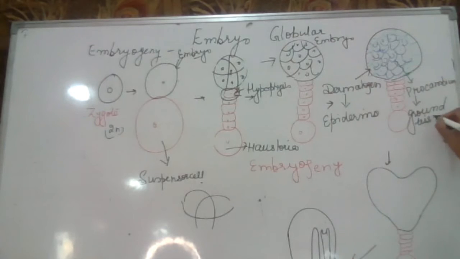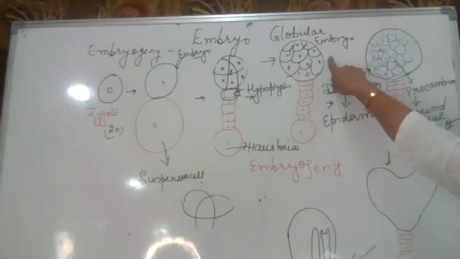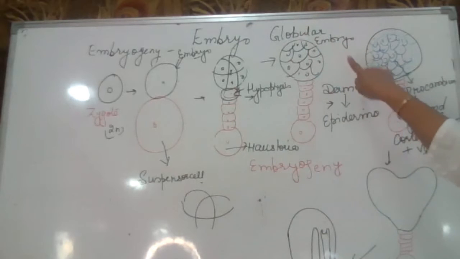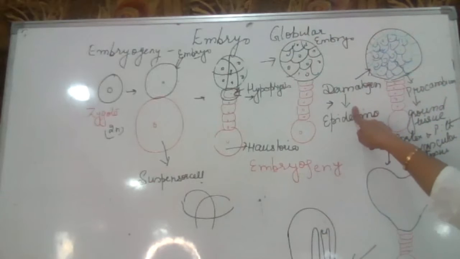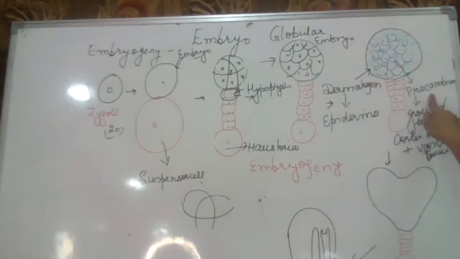Do you remember which tissues are ground tissue? It is cortex and pith plus vascular tissue. So is that clear? This globular embryo will give rise to an outer layer that is called dermatogen and the inner cell mass that is called procambium. From procambium, ground tissue and vascular tissues are formed.